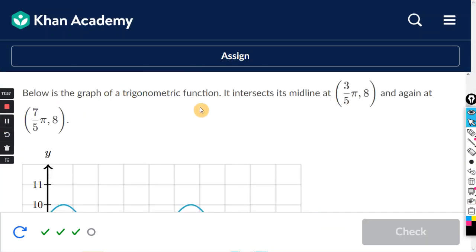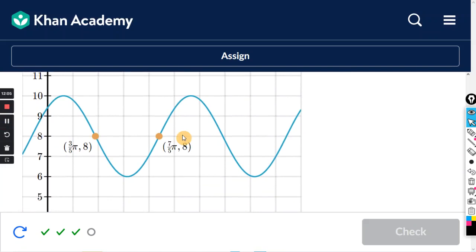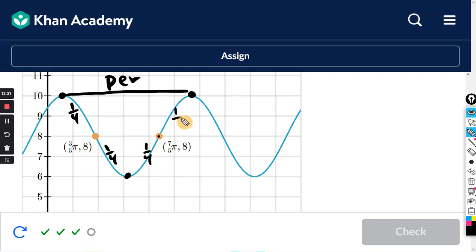All right, last one. Midline is this coordinate here. And again, the other midline point is right there. Okay, so let's see. The period would be from here to here. This whole thing would be the period. Okay, but this piece here from here to here, that would be 1/4. And this piece from here to here would be 1/4. From this point to this point would be 1/4. And this point to this point would be 1/4.